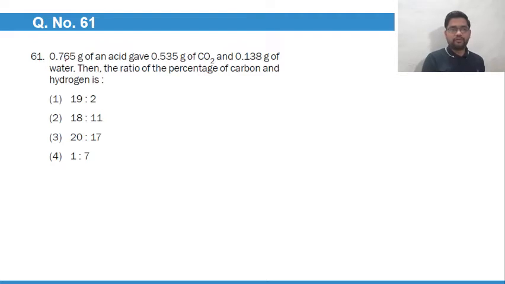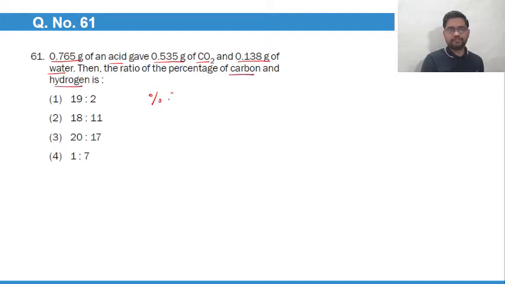61. 0.65 gram of an acid gave 0.53 grams of carbon dioxide, 0.138 gram of water. Then the ratio of the percentage of carbon will be. So the ratio of percentage of carbon to hydrogen they have asked.